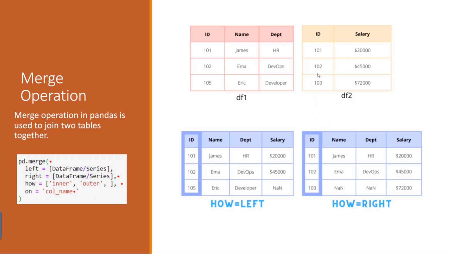You can see that the right table is dominating here, and we have the IDs of the right table, which are 101, 102 and 103, and all the values that are not present in df1 are given as NaN values, which are missing values. Since we don't have any value here for 103, that's why NaN values have been displayed. So let's go ahead and implement this on our Jupyter notebook.